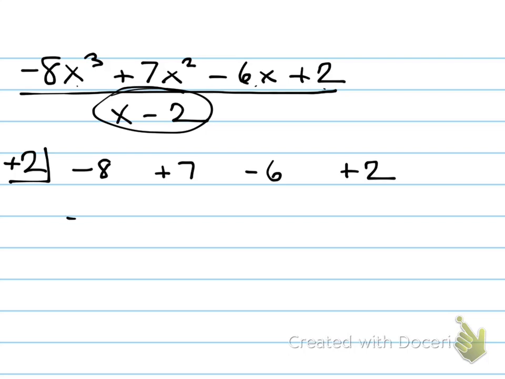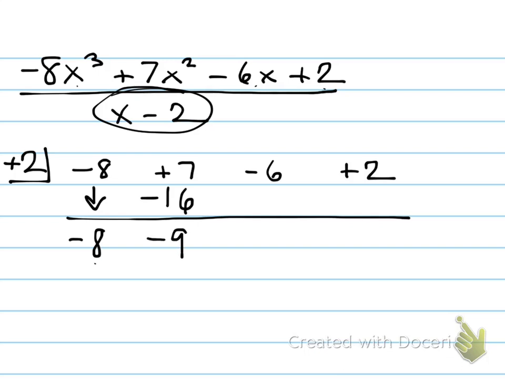Now, skip a line and draw a line. What do I do with this first term? Bring it down. It never changes. Now I'll just multiply and combine until you're out of numbers. Negative 8 times positive 2 is negative 16. Negative 16 plus 7 is negative 9. Negative 9 times positive 2 is negative 18. Negative 6 and negative 18 make negative 24, because the signs are the same, so you keep the sign and add. Negative 24 times positive 2 is negative 48. And negative 48 plus 2 is negative what? 46.